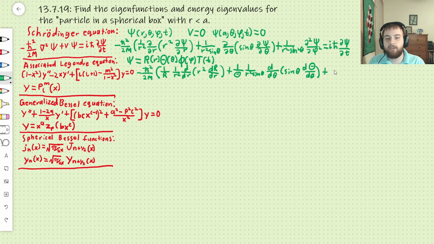And then the last term on this side is 1 over capital Phi, 1 over r squared sine squared theta, d squared capital Phi d lowercase phi squared. And this is equal to 1 over T, i h bar dT dt. Okay, so an interesting thing happens here.